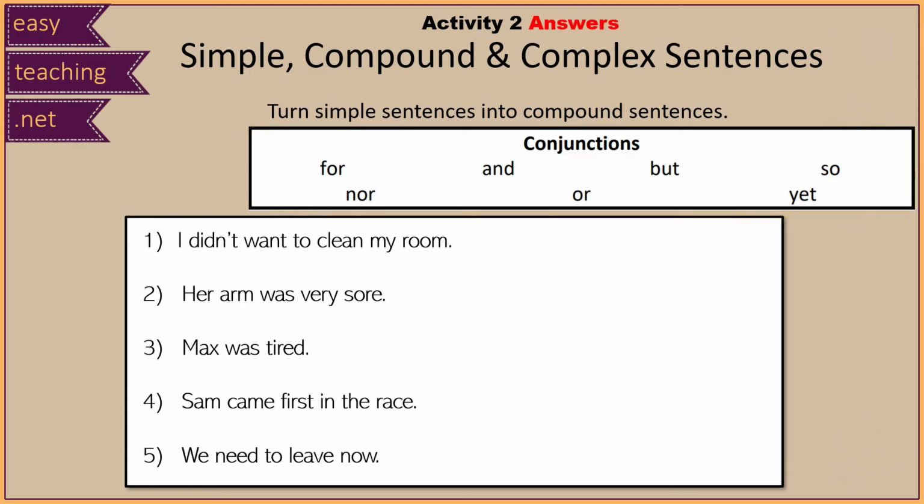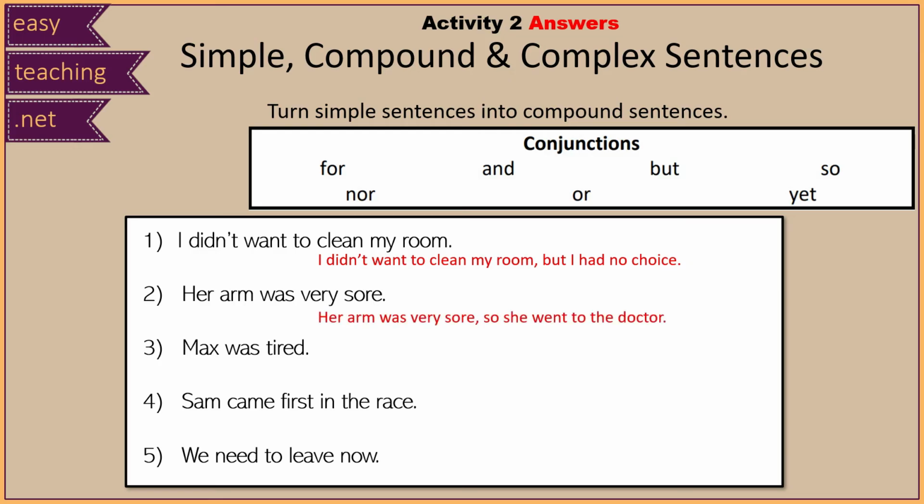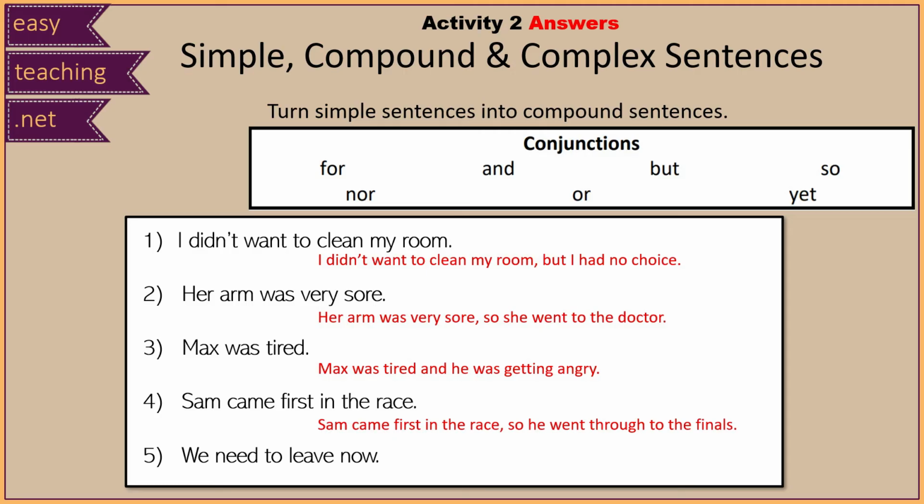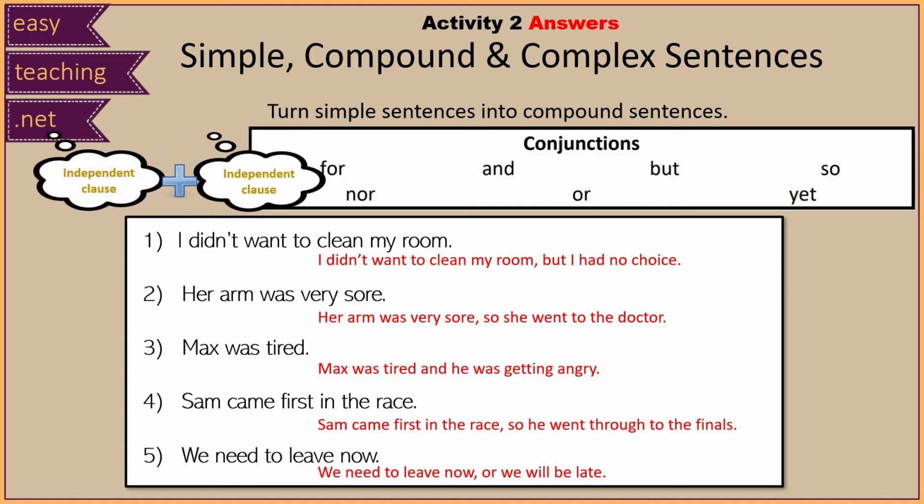Here are some possible answers. I didn't want to clean my room, but I had no choice. Her arm was very sore, so she went to the doctor. Max was tired and he was getting angry. Sam came first in the race, so he went through to the finals. We need to leave now or we will be late. Yours will probably be different to mine. Just check to make sure that each of your sentences has a coordinating conjunction joining two independent clauses. Pause here until you finish checking your work.